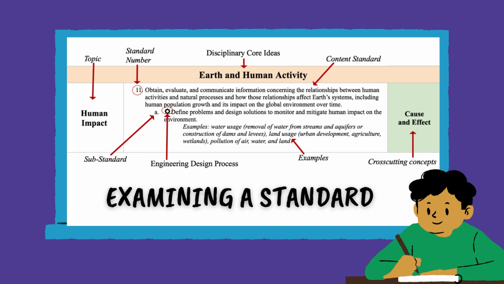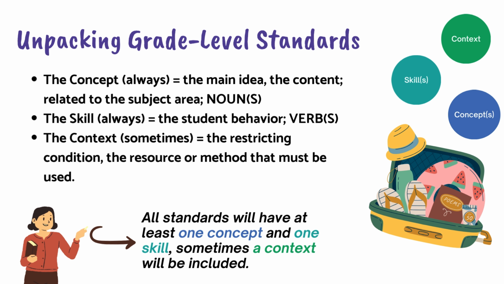Some standards, like this one, include examples, which clarify certain components of content standards. Examples are illustrative but not exhaustive and do not include required content. All grade level content standards will include at least one concept and at least one skill. In some standards, a context or restricting condition is explicitly included, while in other standards, the context is implied.